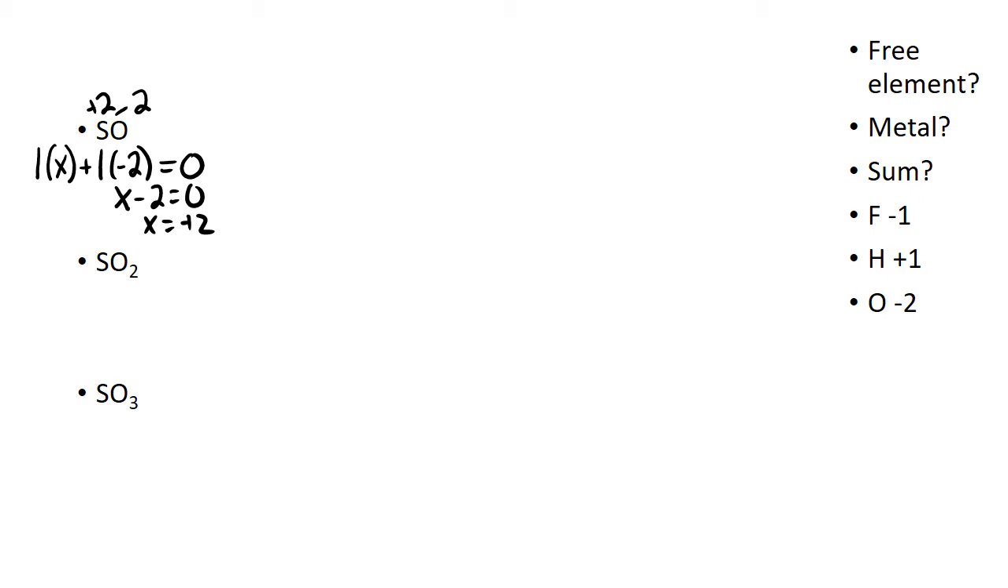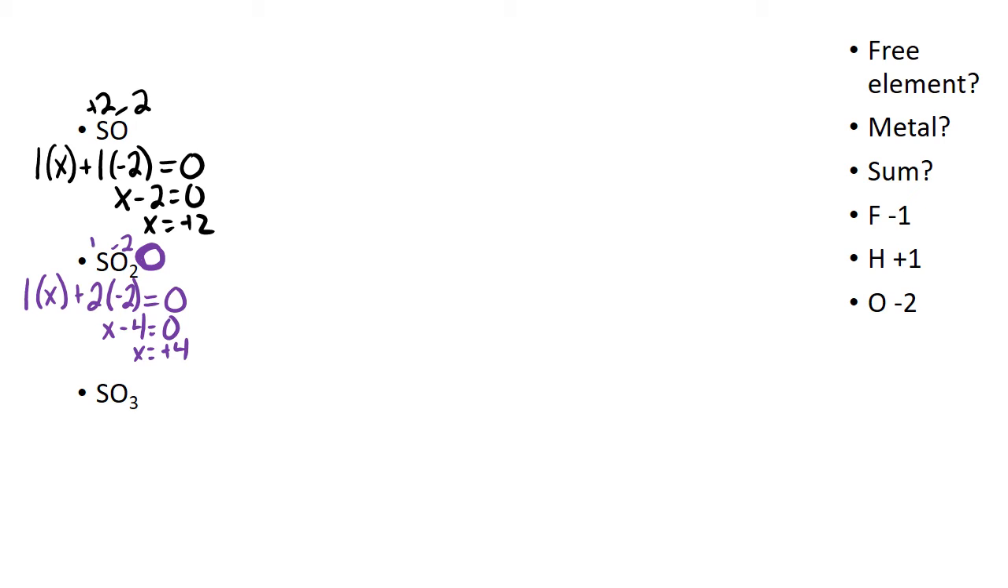Now next, we're going to do another sulfur-containing compound. We're going to do sulfur dioxide. Free element? No. Metal? No. Sum? Again, there's no charge. The charge would be in the upper right-hand corner. There's nothing there. So I know that whenever I add them together, it's going to equal 0. I know oxygen likes to be a -2. I'm going to solve for sulfur. I have 1 sulfur, it's X. I have 2 oxygens, they like to be -2. And when I add them together, it's 0. X minus 4 equals 0.